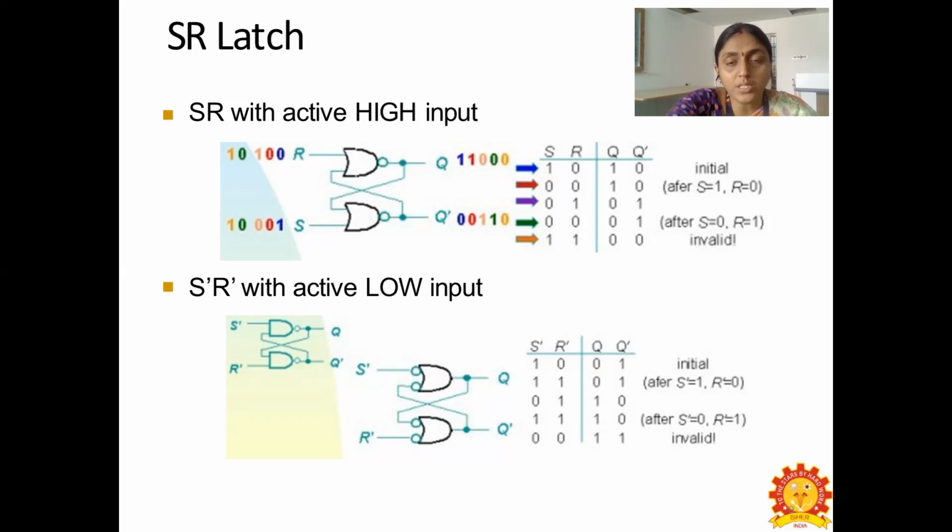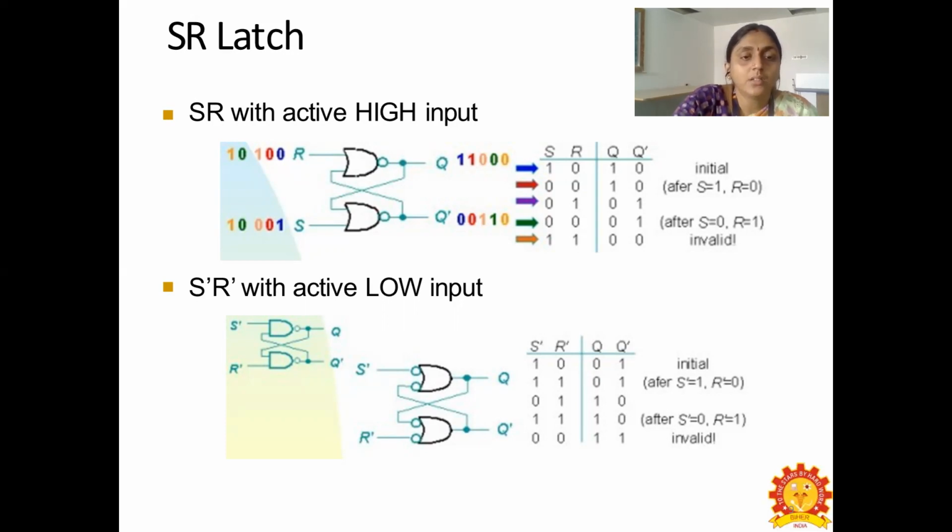And when S value is 0 and R value is 1, we get Q value as 0 and Q dash as 1. And when S and R values are 0, then Q value is 0 and Q dash is 1. And when both are 1, that is S value is 1 and R value is 1, it determines the invalid state. And the second circuit shows the implementation using NAND gates.